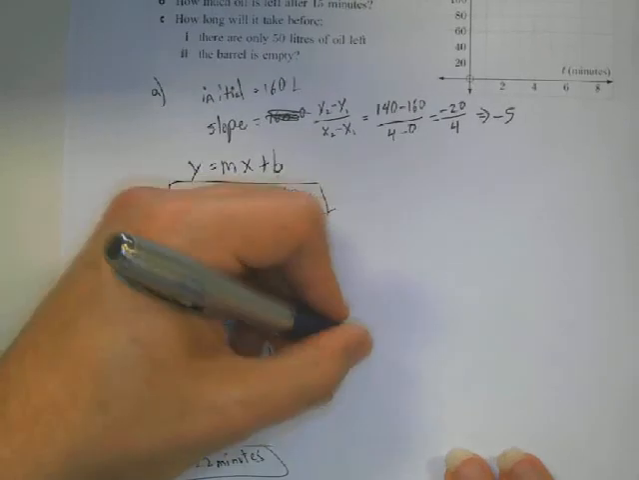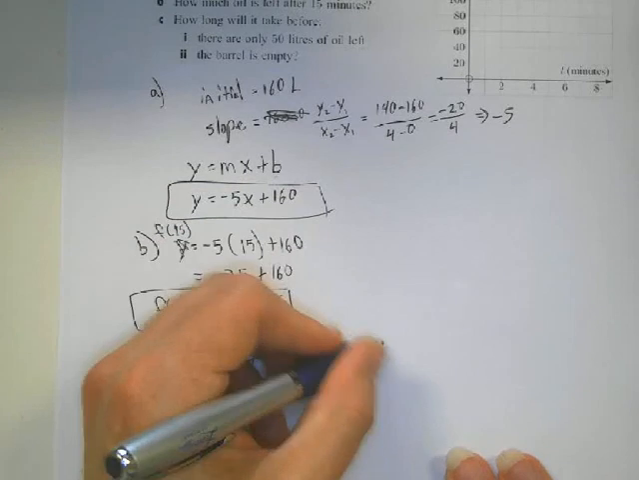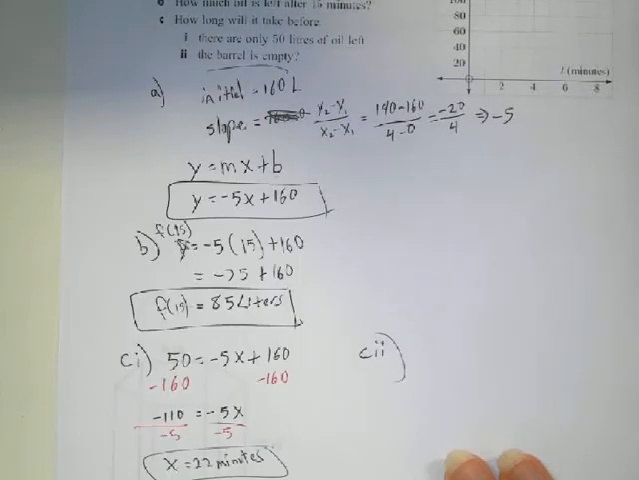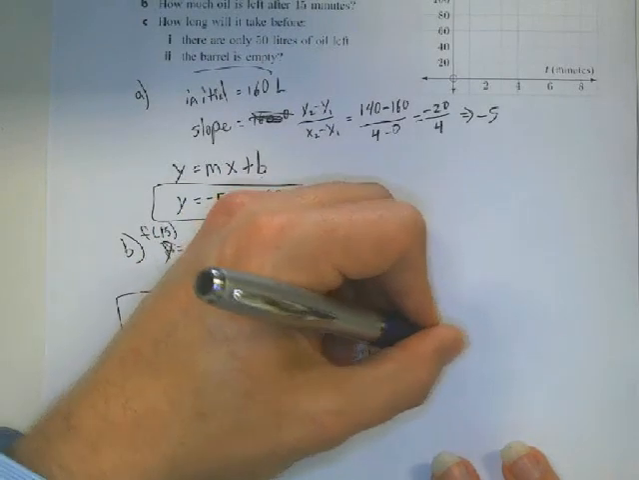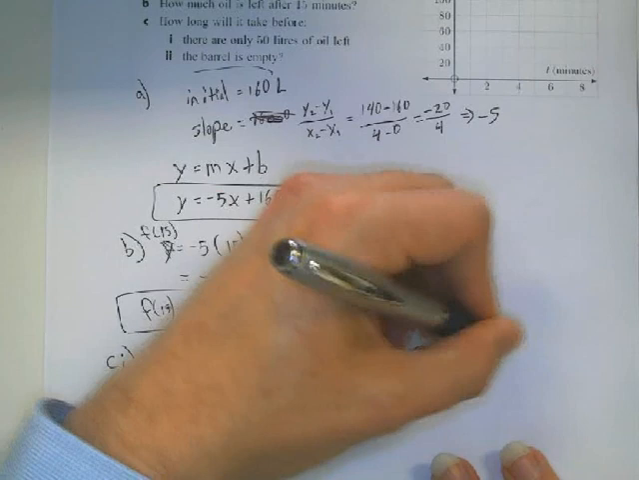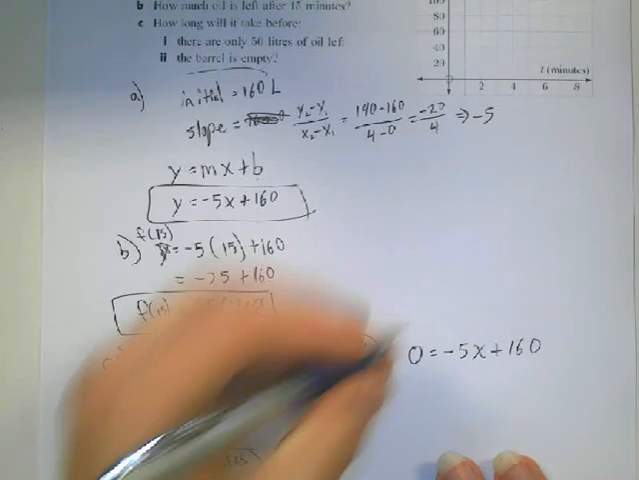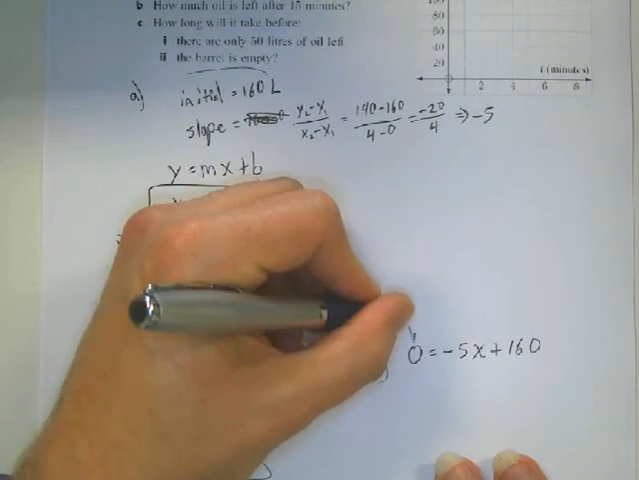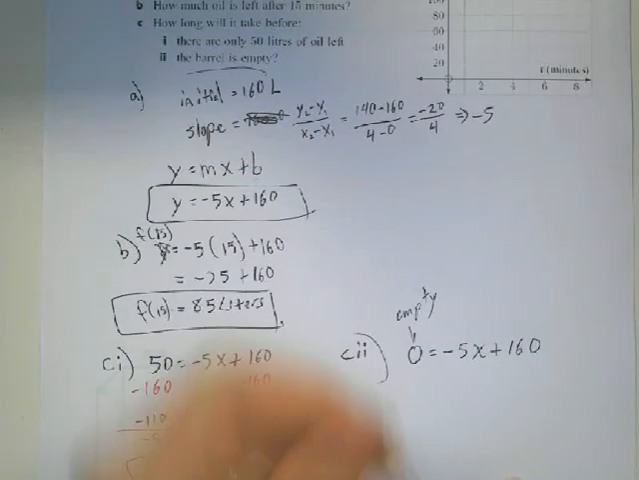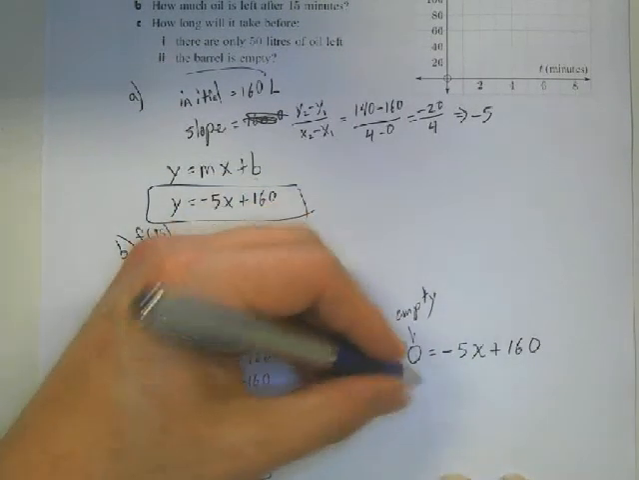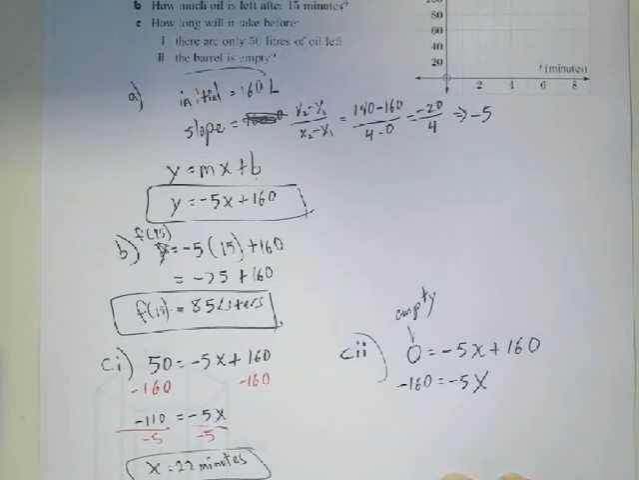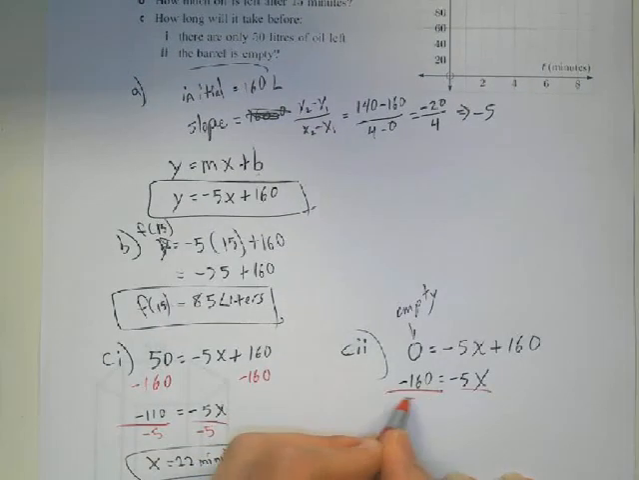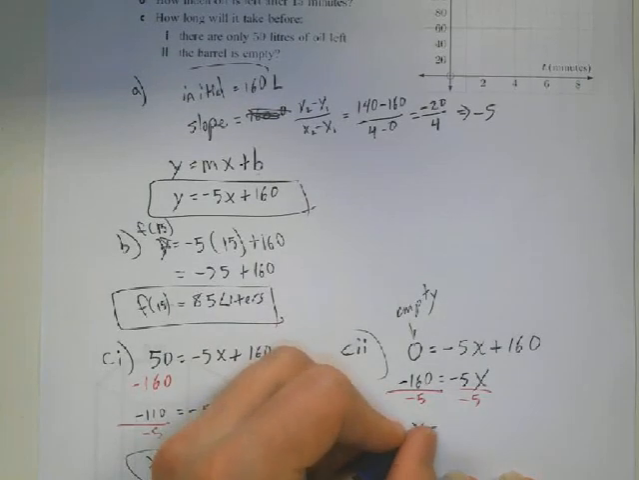Okay, CII. When is the barrel empty? Okay, so they're saying how long is it going to take for all of the oil to empty out? So this is when it's empty. Okay, so now we've got subtract 160 on both sides, and then we can divide both sides by negative 5, and then we get x equals 32 minutes.